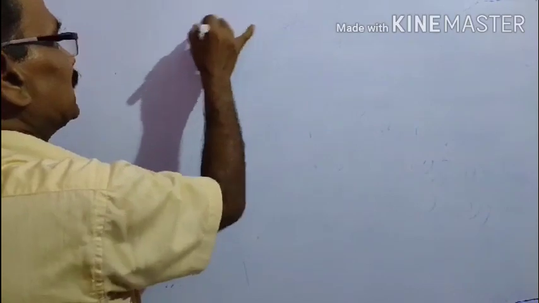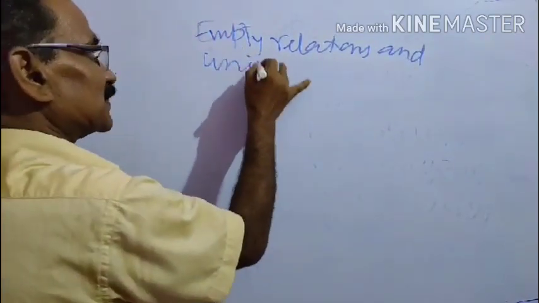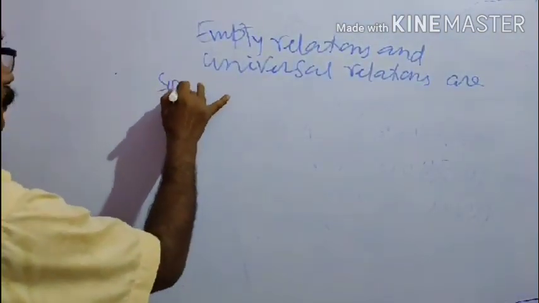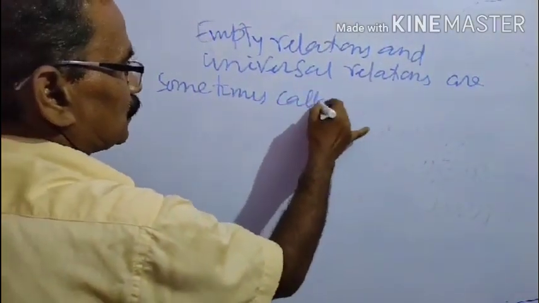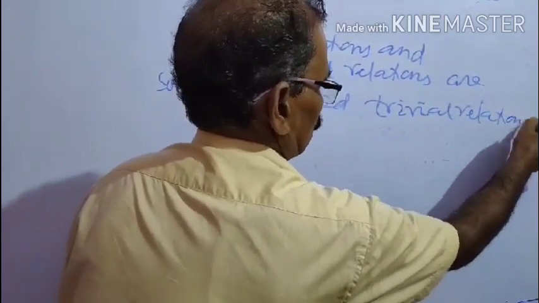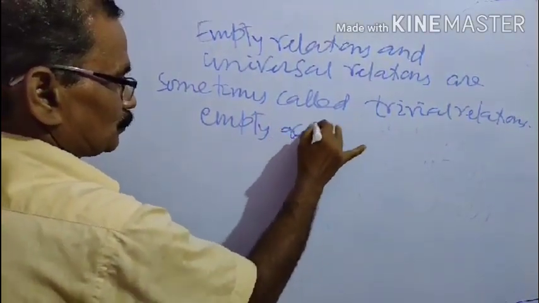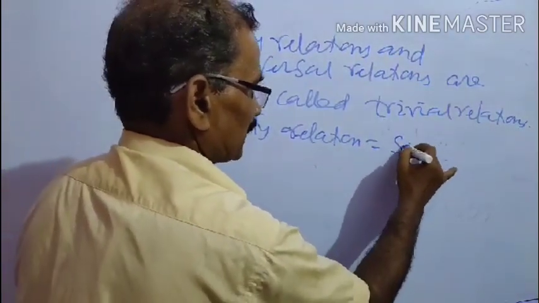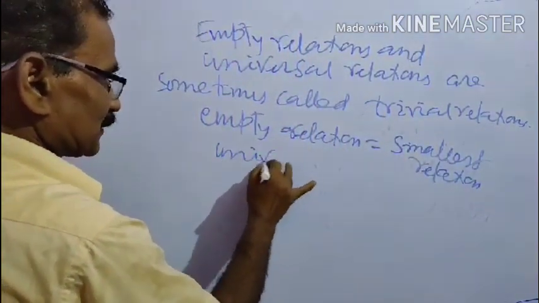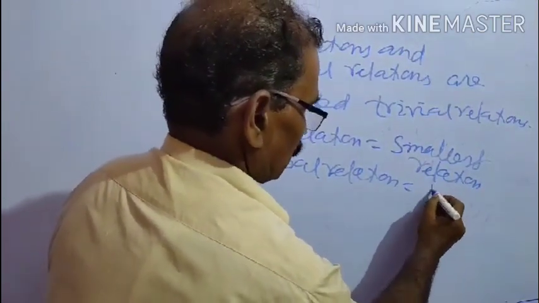Here the empty relation and universal relation are sometimes called trivial relations. And the empty relation is called the smallest relation, and the universal relation is called the largest relation.